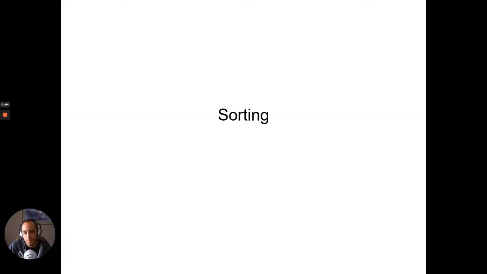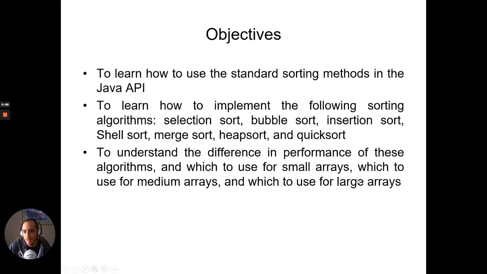Mr. RD with another Java video, and this time we're looking at sorting. Our goals here are basically just to first be able to implement a number of different sorting algorithms using Java, and then a secondary goal is to learn how you can use the Java API to simplify sorting for you. And we're going to kind of cover both of those topics.